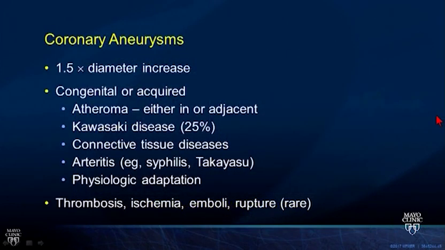Coronary aneurysms are defined as 1.5 times the diameter of the reference vessel or larger. So when you see an enlargement distal of the vessel from the proximal vessel, that's a sign of an aneurysm. These can be associated with atherosclerotic disease or connective tissue disease. These are prone to thrombosis, ischemia, and embolic complications, as well as rupture.